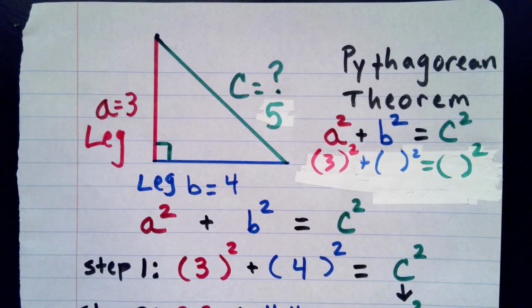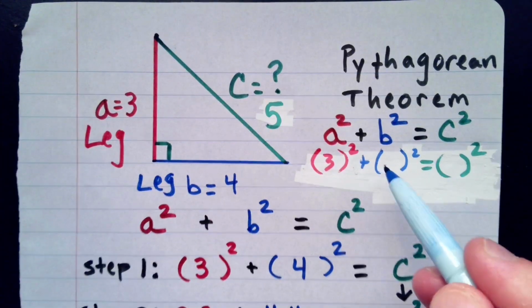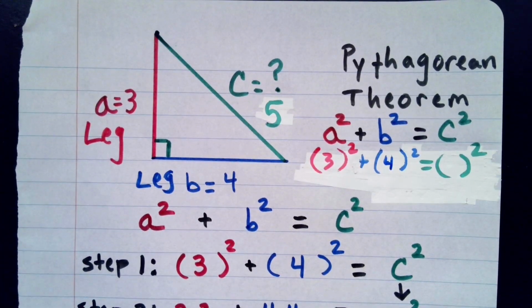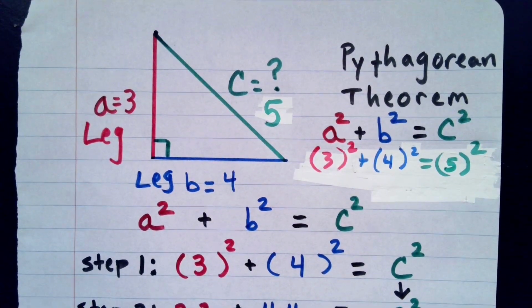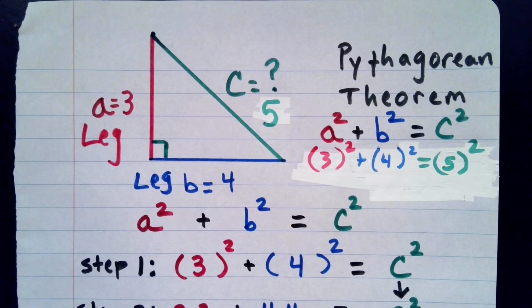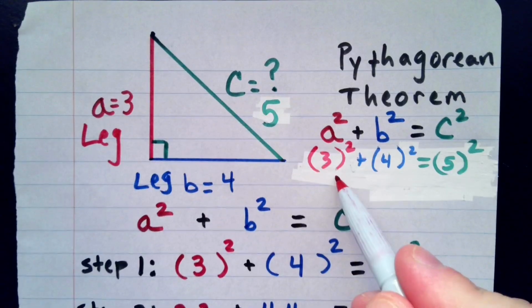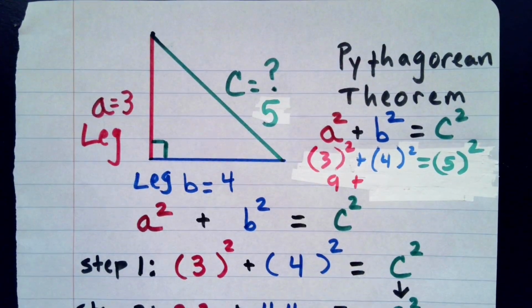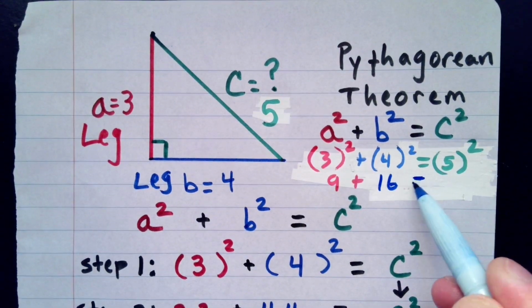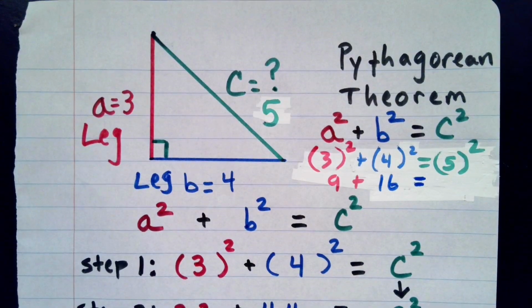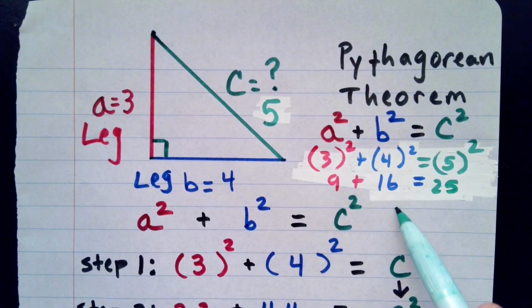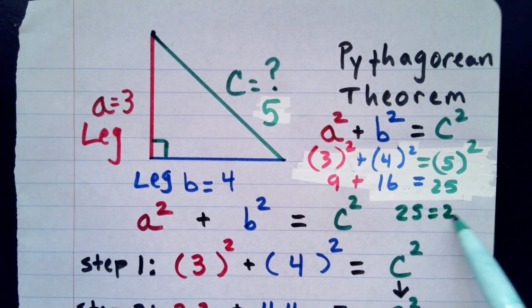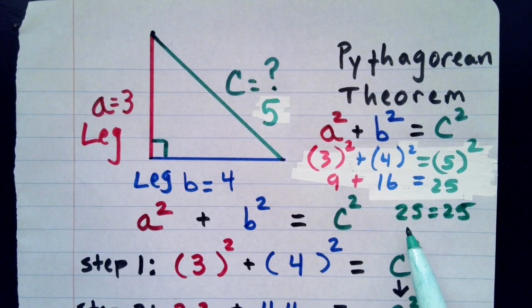So let me substitute those values. I know that the leg of b is 4, and I know the hypotenuse is 5. Now, 3 squared is 3 times 3, which is 9, plus 4 squared is 4 times 4, which is 16, equals, what is 5 times 5? It's 25. So can you say 9 plus 16 is 25 equals what I had on the right side, 25? Hey, does 25 equal 25?